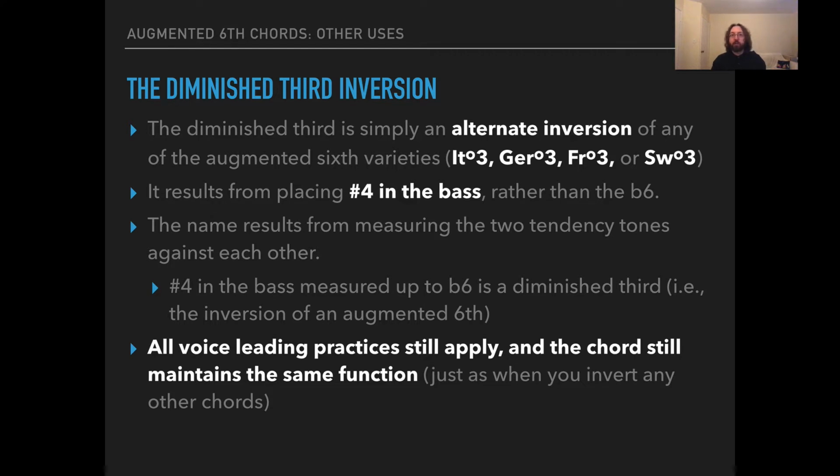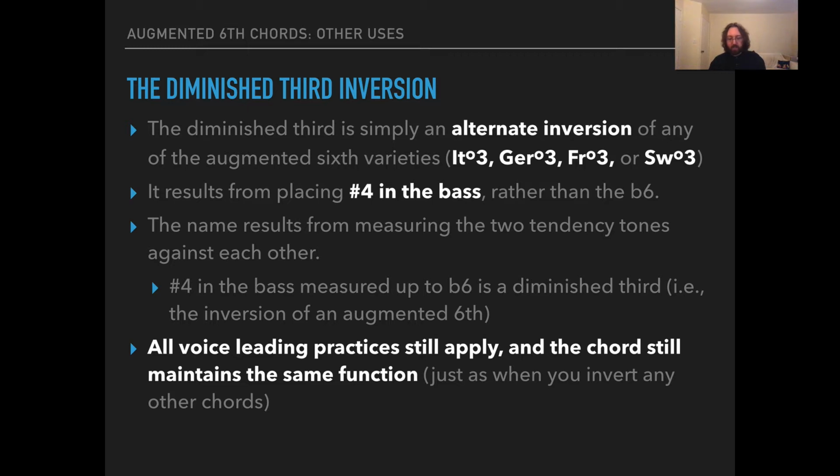The diminished third is simply an alternate inversion of any of the augmented sixth varieties. And so if we want to use this inversion, instead of writing Italian, German, French, or Swiss augmented sixth, we would write Italian diminished third, German diminished third, French diminished third, Swiss diminished third, and so on. And it simply results from switching which tendency tone is in the bass. Most of the time we have low 6 or flat 6 in the bass.